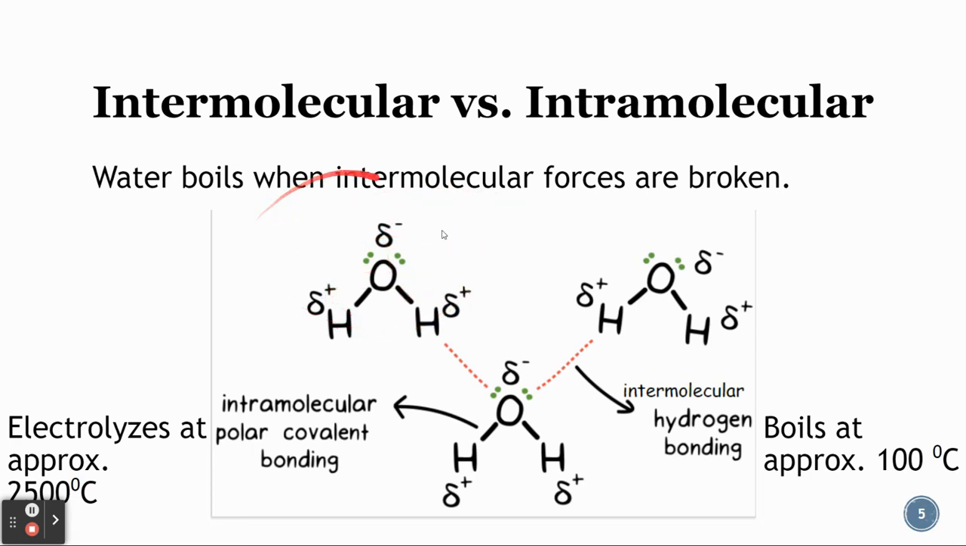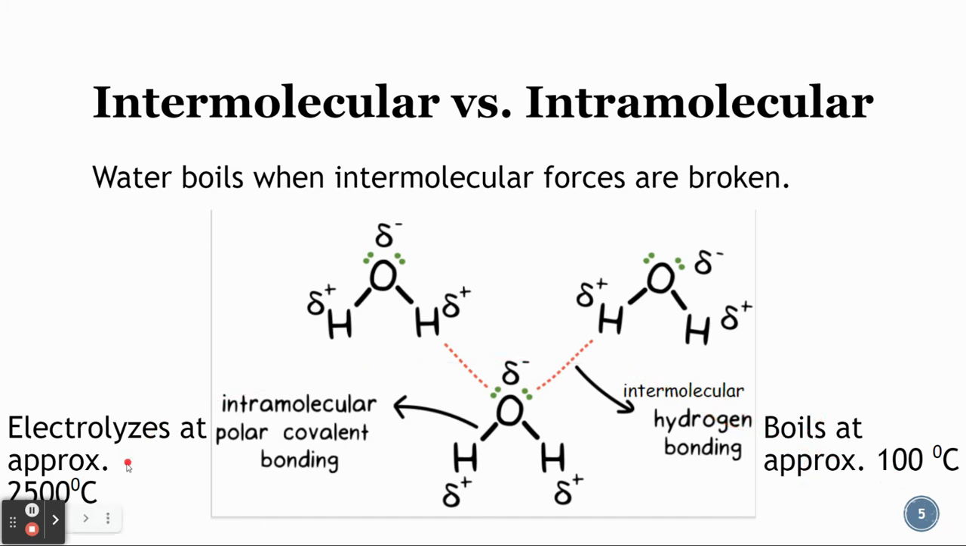So just to summarize, here we have a water molecule, and the force holding the atoms together within is called intramolecular, and it happens to be a polar covalent bond here. And if you really want to break that, you'd have to put some electricity through it and get to a very high temperature, about 2,500 degrees Celsius. And then you have these forces between separate water molecules called intermolecular forces. This specific example is a hydrogen bond, but it's an intermolecular force, and you'll notice that it boils at 100 degrees Celsius.